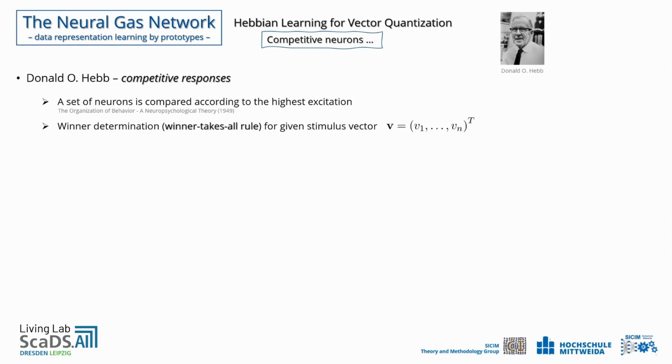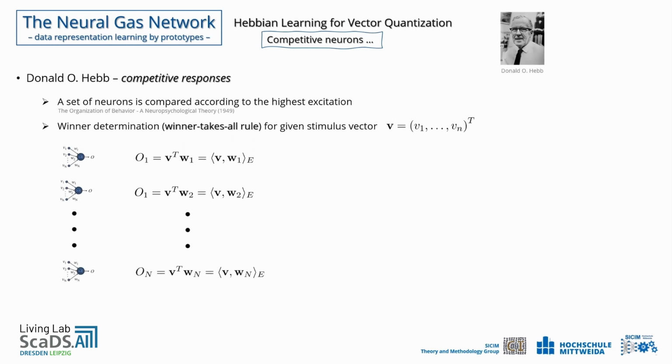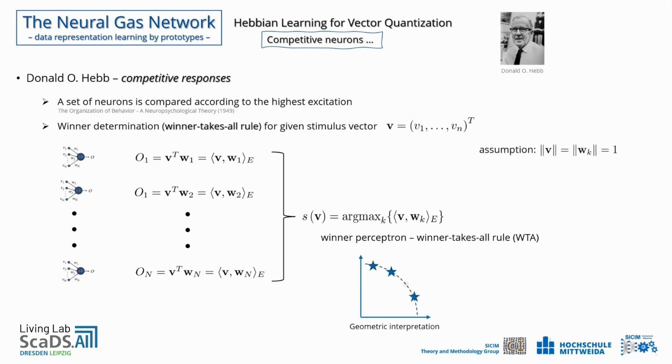And if we do so, we think about competitive neurons. And the winner determination, which is usually a winner-takes-all rule, is that we compare different perceptrons, take the excitation, and the winner perceptron is the perceptron which gives the highest excitation, which is in fact the Euclidean inner product between stimulus and weight vector. So if we take further the assumption that we have normalized inputs as well as weight vectors, then we can see here the geometric interpretation. The stars are the weight vectors, and then we have a stimulus, and then we decide, okay, what is the closest one in terms of the inner product? And the inner product, of course, is the respective angle. Because we have normalized data vectors, we can identify the most appropriate weight vector.